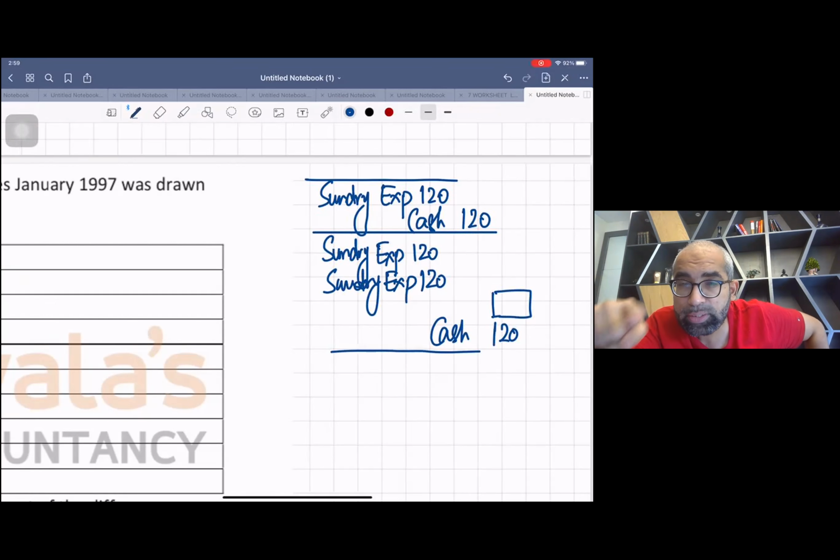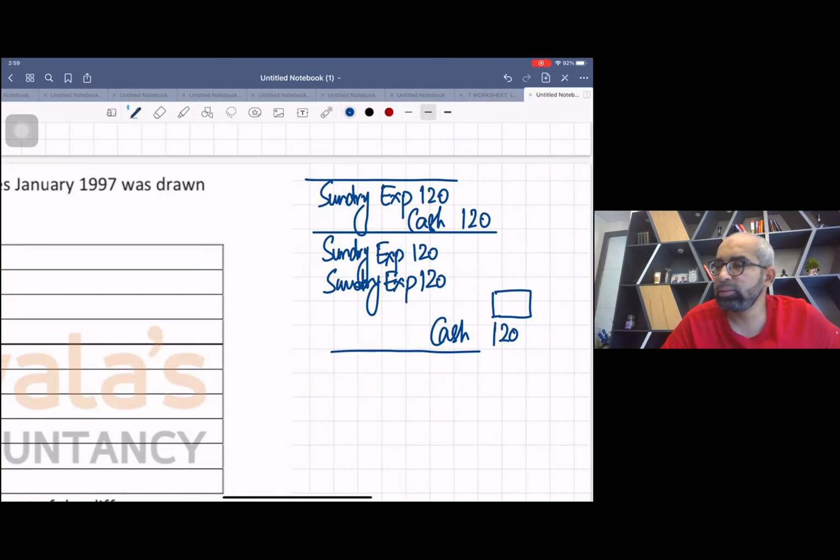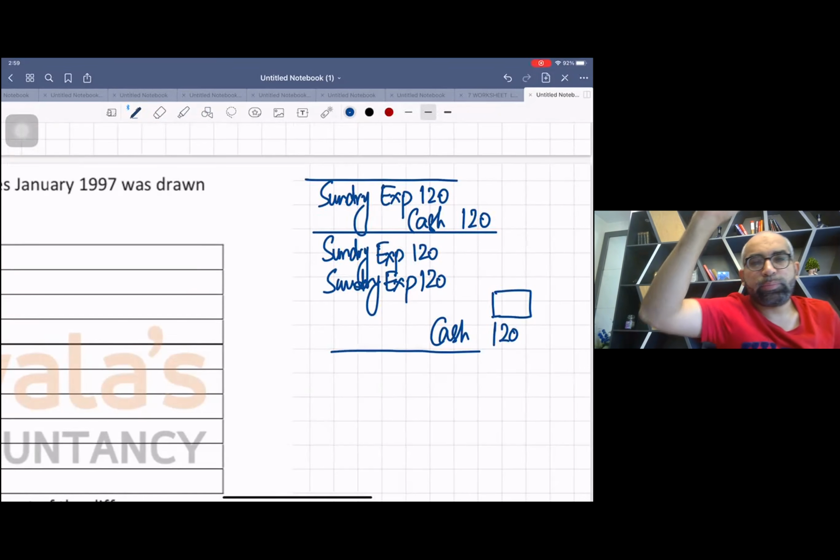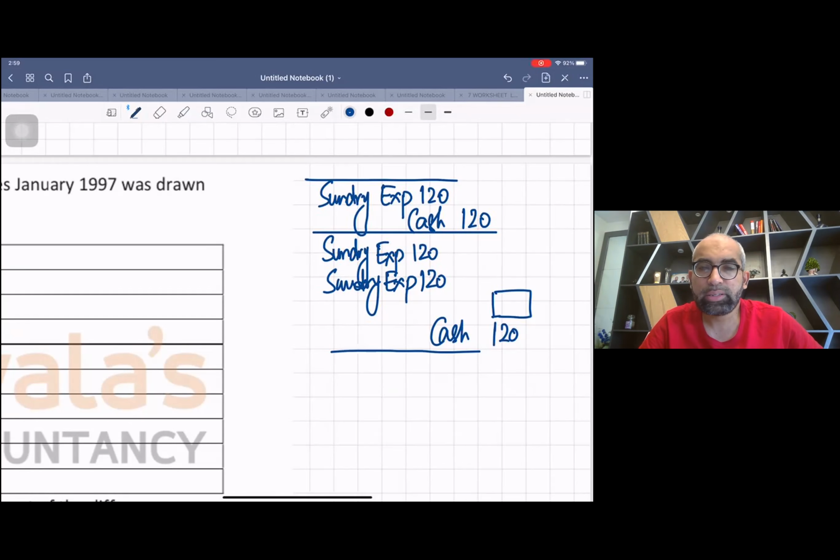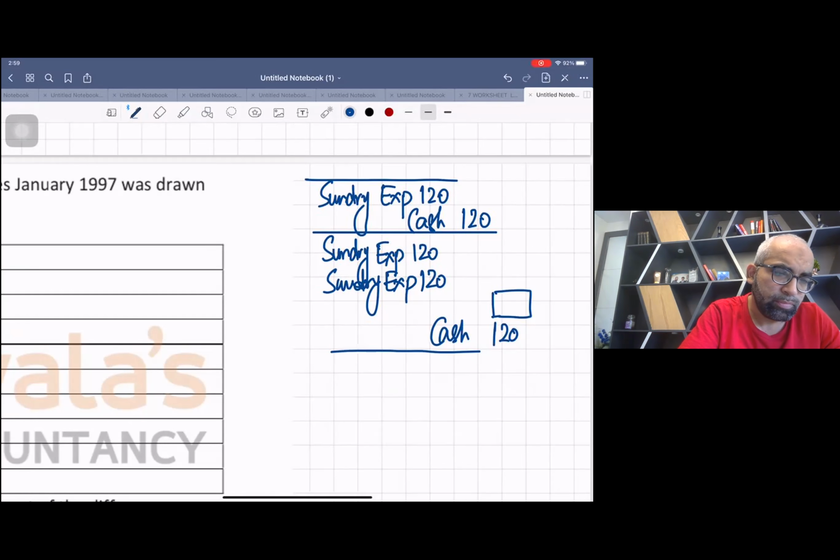Now open your ears, open your eyes and think over it. It was written in the question that we debited sundry expense twice. Only sundry expense is wrong. The examiner is silent about cash, and whenever the examiner is silent about something, that thing is perfect. So there is no problem with cash.